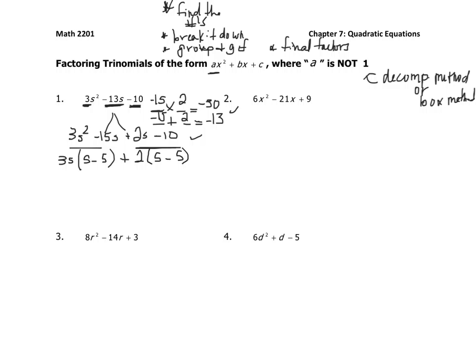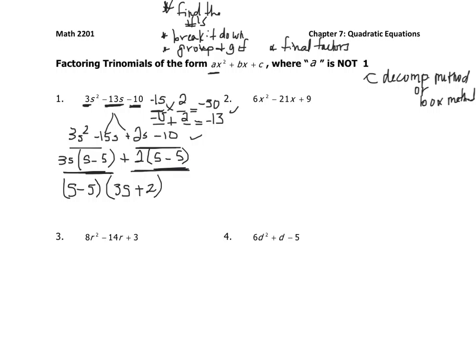Sorry, the s's look so much like 5s there, but anyway, if you look at both of those groups now, they both have an s minus 5 as a factor. So that s minus 5 comes out as a GCF, and when you take the s minus 5 out of the first group, you're left with 3s. And when you take the s minus 5 out of the second group, you're left with plus 2. So those would be your factors.